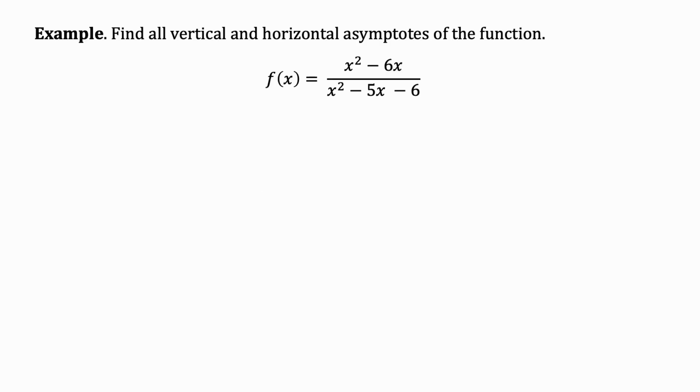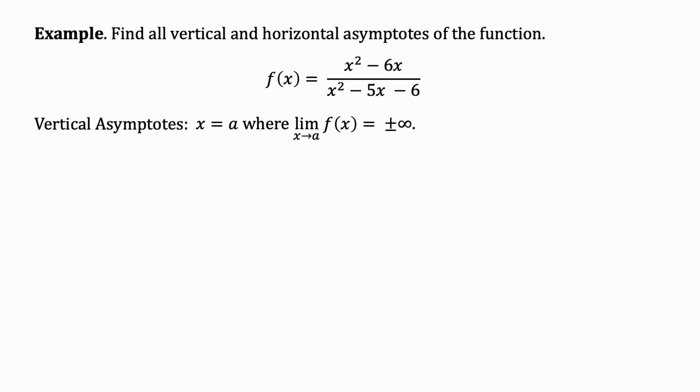So, like I said, this is just a single example, but we are tasked with finding all of the vertical and horizontal asymptotes of this function. The function is f of x equals x squared minus 6x, all divided by x squared minus 5x minus 6. So this is a rational function.